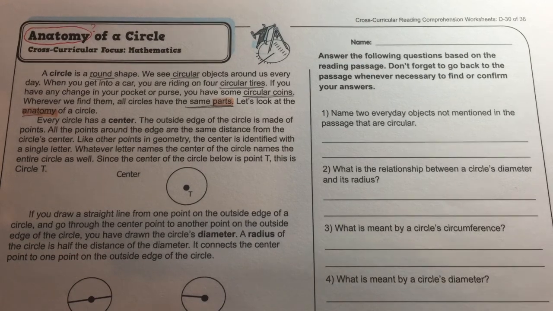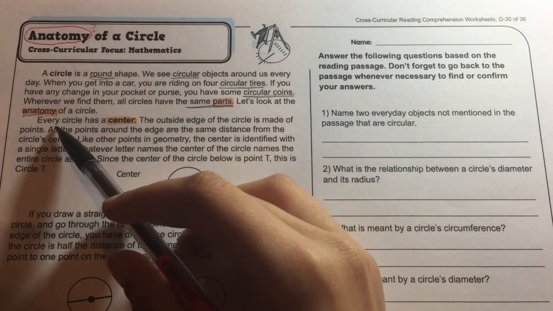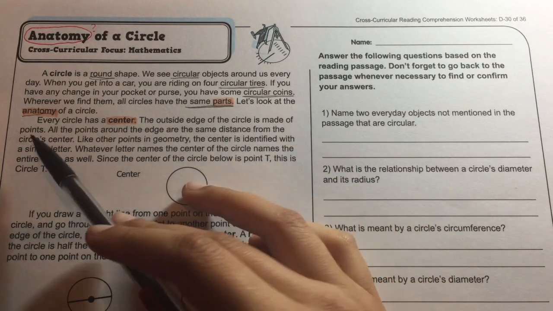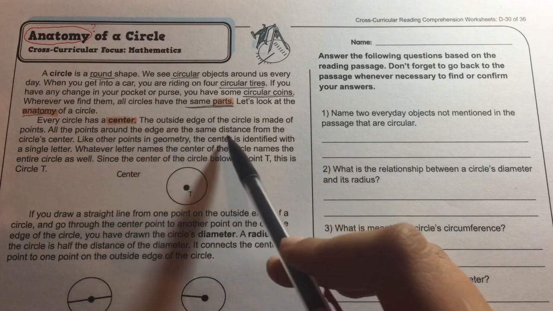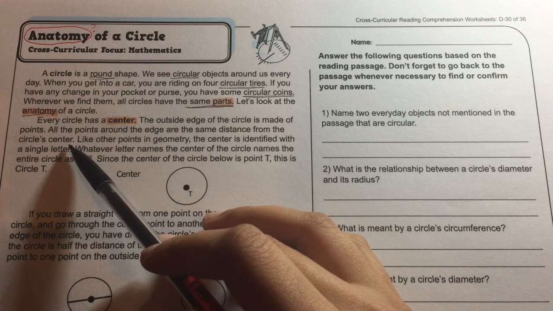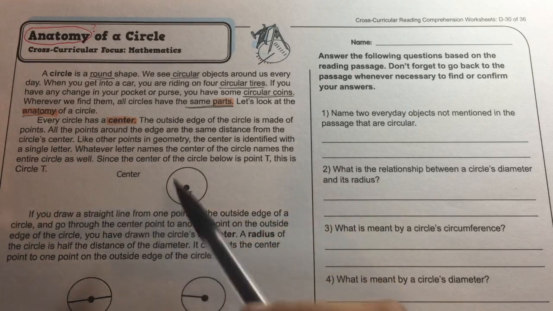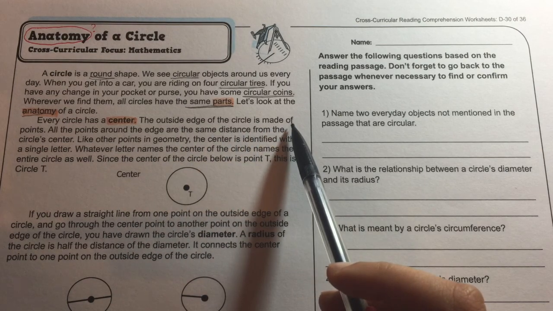Every circle has a center. I think that's an important word because I think that's the first part we're going to talk about since it's bolded. So every circle has a center. The outside edge of the circle is made of points. All the points around the edge are the same distance from the circle center. Okay, that was a lot to take in. Let's try reading this. The outside edge of the circle is made of points.